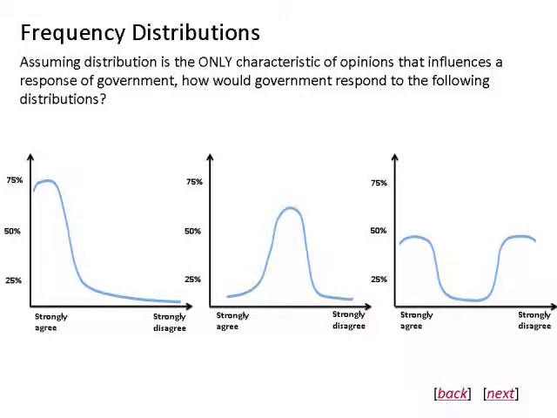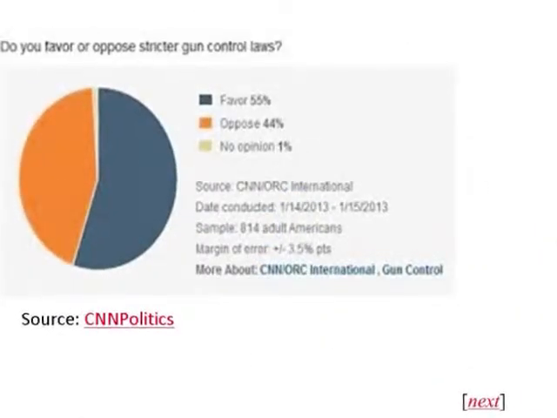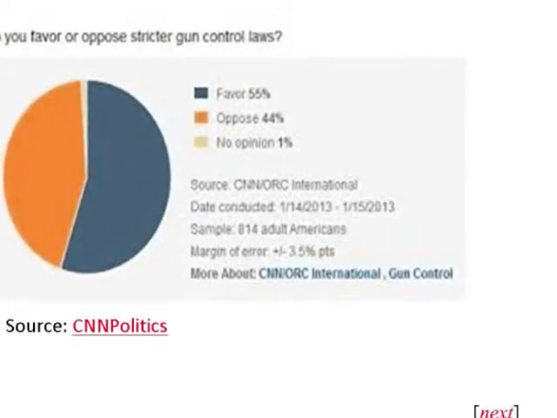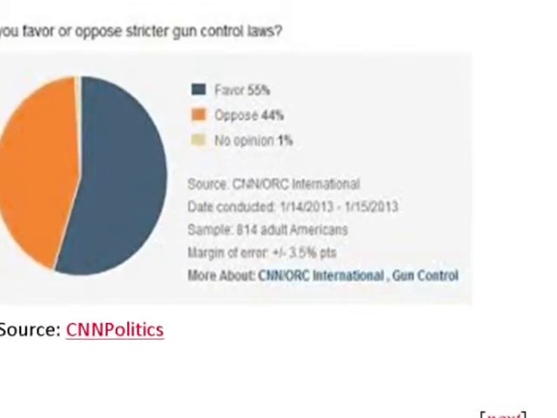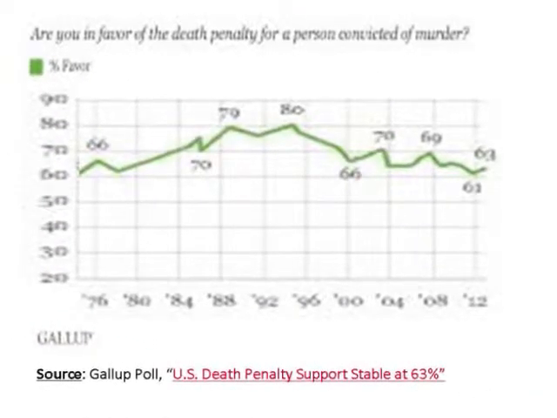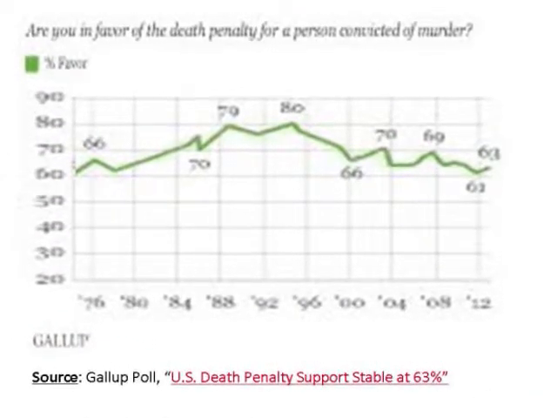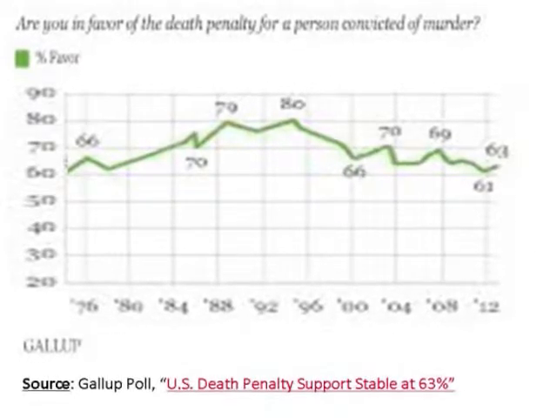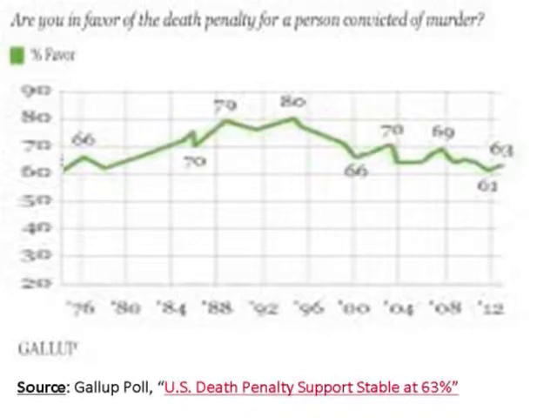Distribution is the characteristic of public opinion that pollsters generally report when they report the findings of their latest surveys. Here, in a 2013 poll, CNN ORC International is reporting the distribution of opinions on the gun control issue. Here, the Gallup poll is reporting the distribution of opinions on the death penalty issue over a period of several decades.